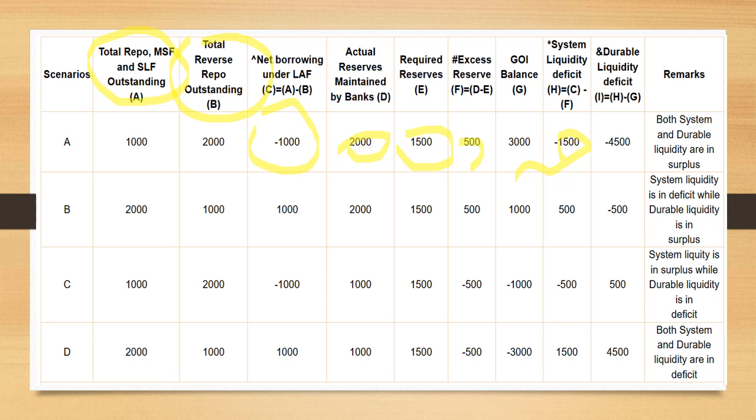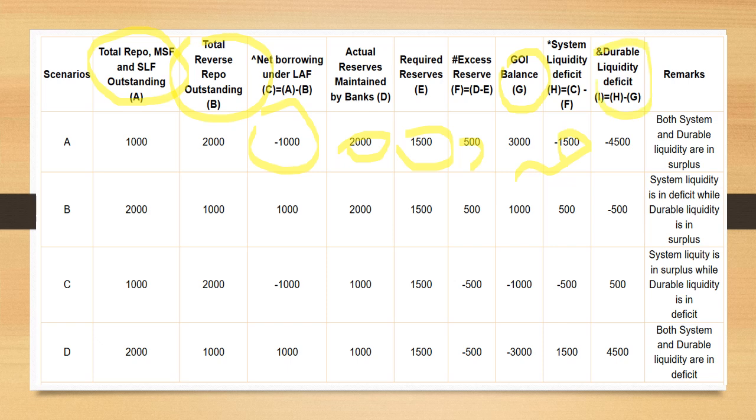Now you can see that the Government of India also keeps its balance with RBI, which is given as 3,000. So, H minus G: H is this number, which is minus 1,500, minus G, which is 1,000. So from the liquidity that we calculated as system liquidity, if we deduct the government balance, we will reach a number which gives us what is called the durable liquidity.